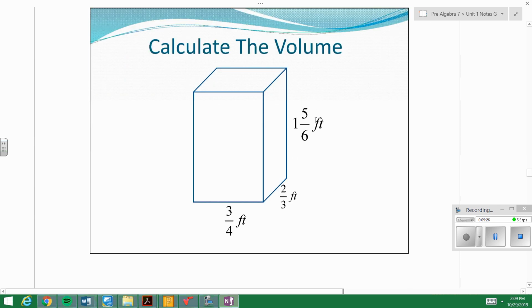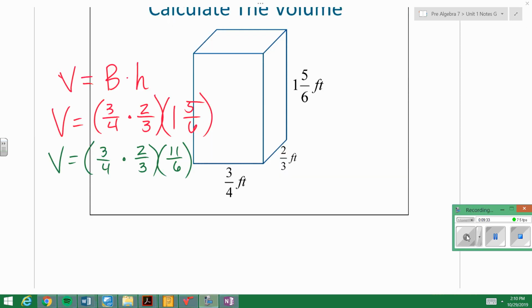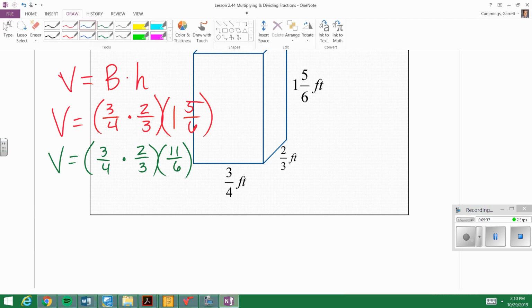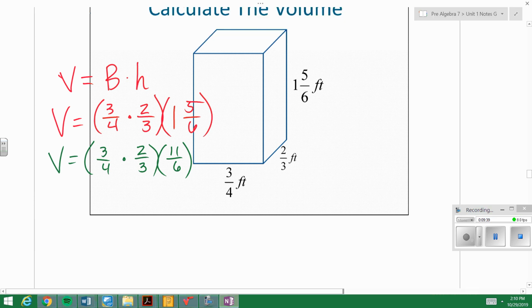Let's go ahead and calculate the volume of this particular creature. Pause it. Let's see if we get the same thing. Okay, I'm going to go ahead and walk you through the final answer here because there is some good cross-canceling in this one. I just kind of want to walk you through that entire process.